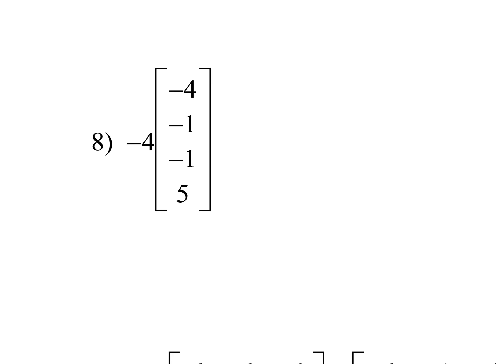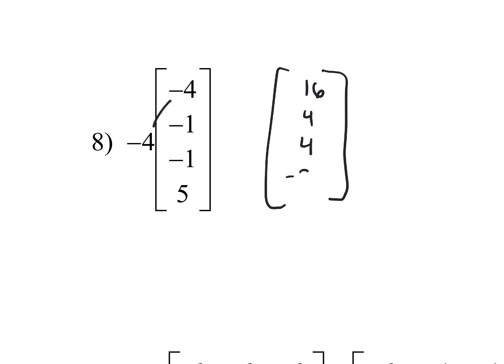All right. For number 8, Lucas, what do I need to do? Distribute. So 4 times negative 4 is? 16. Katie, what's 4 times negative 1? Or negative 4 times negative 1? 4. And negative 4 times 5? Negative 20. Awesome.